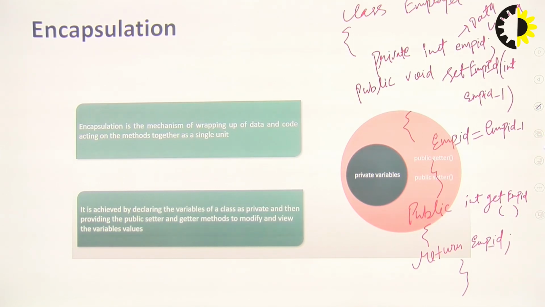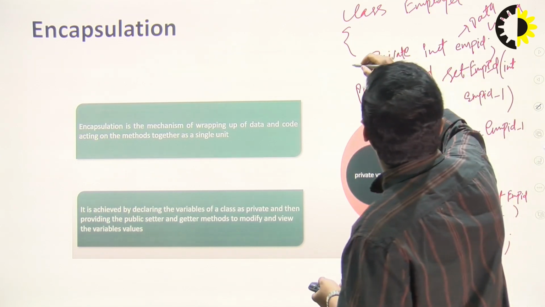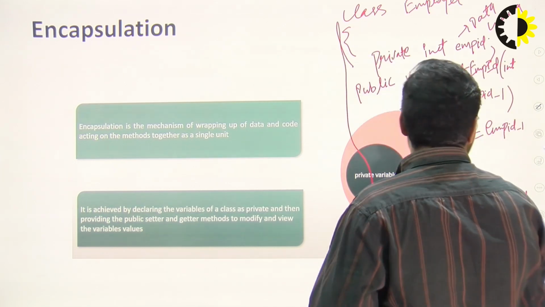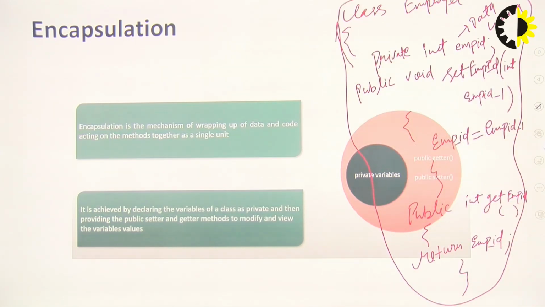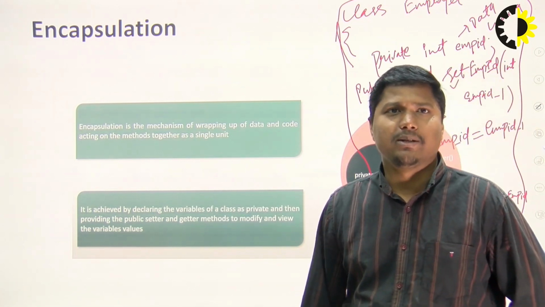So I am encapsulating all this code in a single unit through the getter and setter methods. The setter method is used to modify and set the value, and the getter method is used to view the value. This is the example of encapsulation.